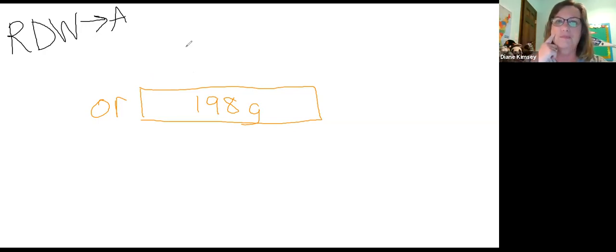All right, so my orange weighs 198 grams. Awesome. I'm even going to put an equal sign. So that did a little bit of writing. Here comes my second sentence.